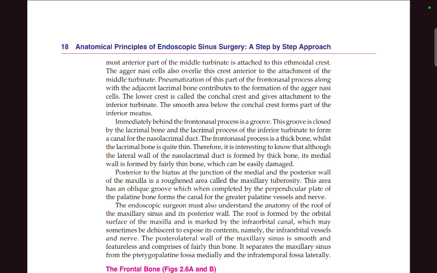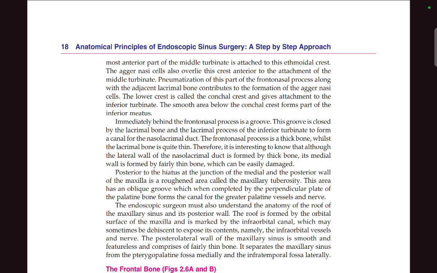This groove is closed by the lacrimal bone and the lacrimal process of the inferior turbinate to form a canal for the nasolacrimal duct. The frontonasal process is a thick bone, whilst the lacrimal bone is quite thin. Therefore, it is interesting to know that although the lateral wall of the nasolacrimal duct is formed by thick bone, its medial wall is formed by fairly thin bone, which can be easily damaged.